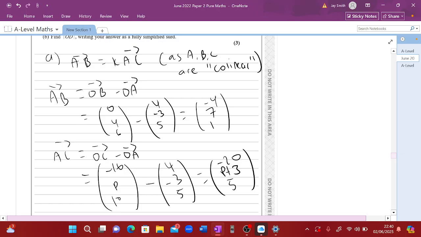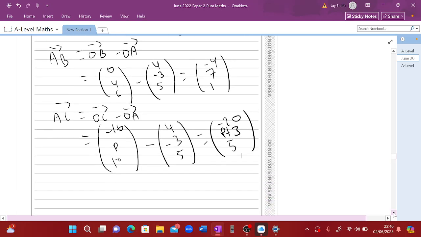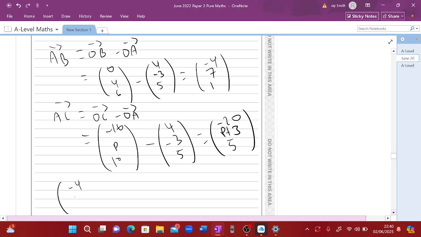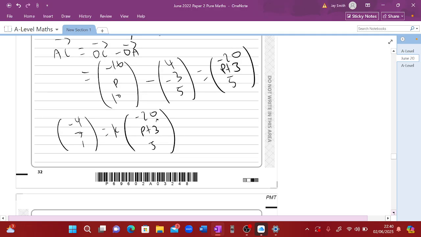So then I said AB is k lots of AC. If you substitute that in, minus 4, 7, 1 is k lots of minus 20, p add 3, and 5. So if you compare coefficients, that means minus 4 is minus 20k, which obviously means k is going to be 5, if you solve for k there. Minus 4 divided by minus 2, no, sorry, k would be a fifth, wouldn't it? My apologies. Minus 4 divided by minus 20 would be 4 over 20, which would be a fifth.